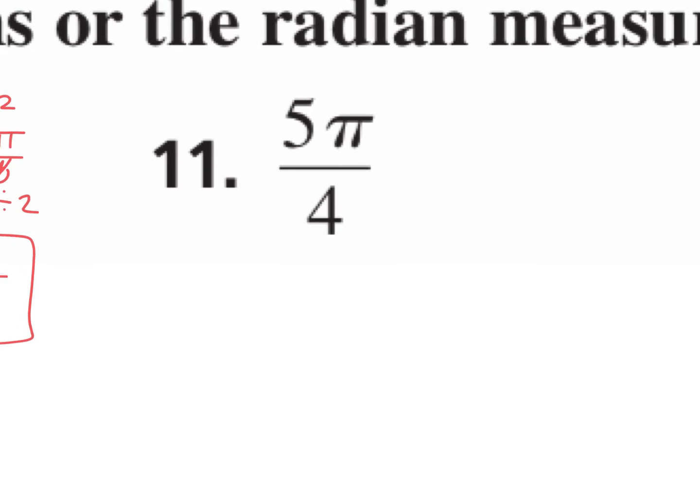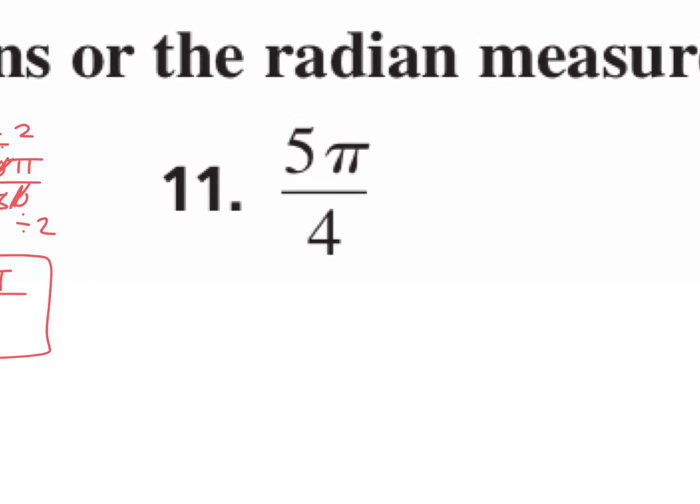All right, number 11. Is this in radians or degrees? Radian. It's in radians. So how do we convert it to degrees? Multiply 180 over pi. So pi's cancel out. What's 180 divided by 4? Anybody know? Oh, it doesn't go in, does it? No. It's 45.